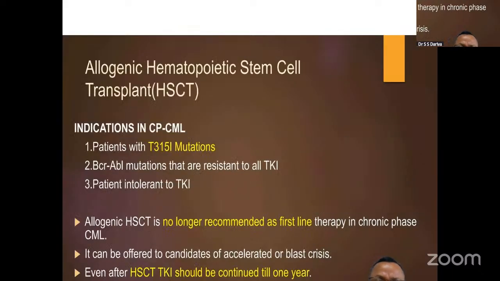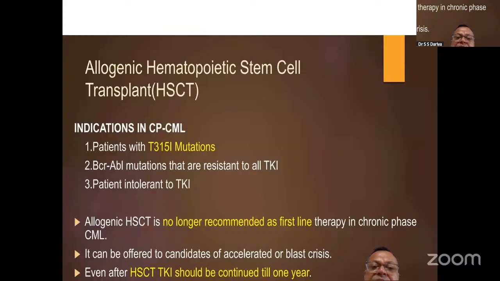A few words about allogeneic hematopoietic stem cell transplant. The indications in chronic phase CML are a T315 mutation, a mutation of BCR-ABL that is resistant to tyrosine kinase inhibitors, and a patient who cannot tolerate any one of the TKI drugs. So allogeneic stem cell transplant is no longer recommended as first-line therapy in chronic phase CML.